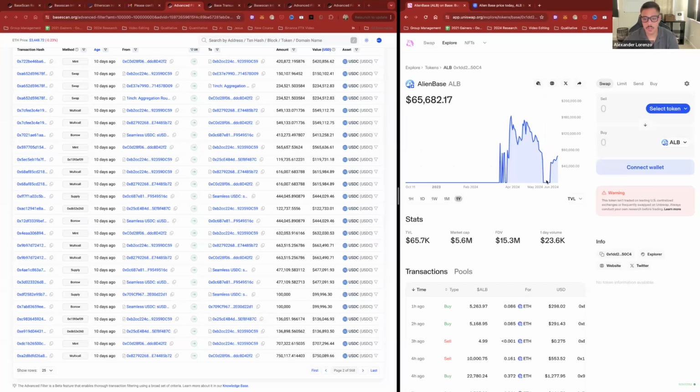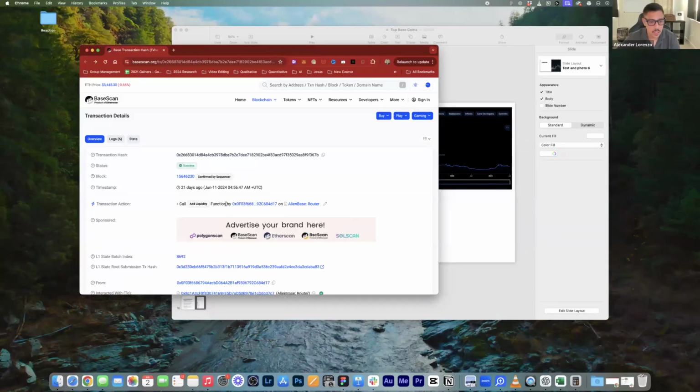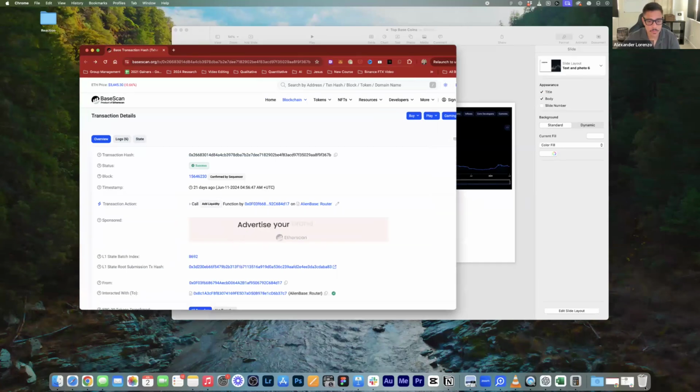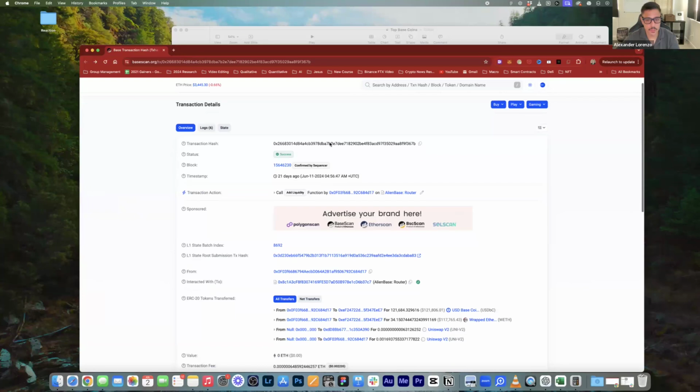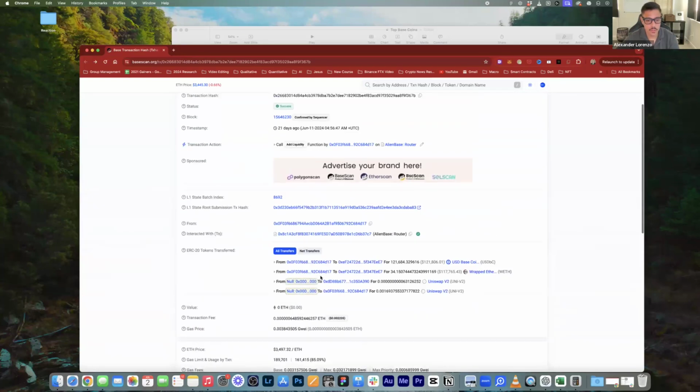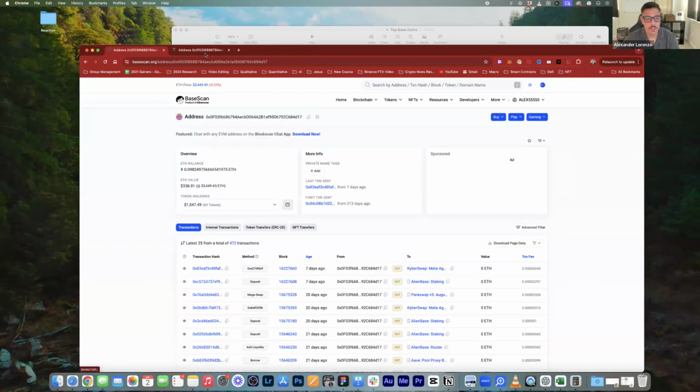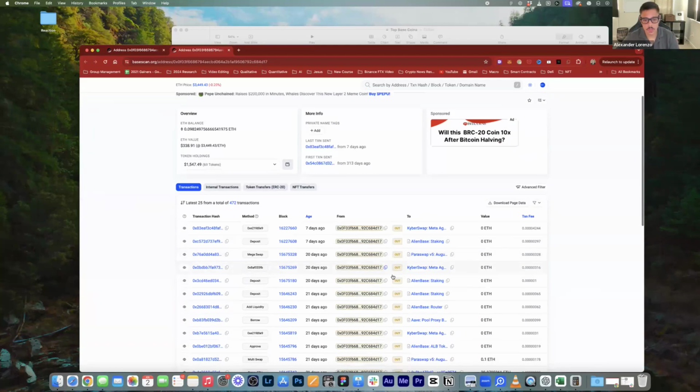See, that doesn't make sense. Was it a remove liquidity or add liquidity? I don't know. Right here, it says add liquidity. So then we can start digging through this guy's transactions to see who he is. Let's see. So this guy, 7 days ago, Kyber swap, he's staking.